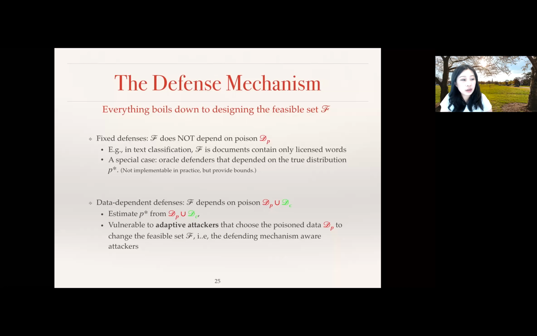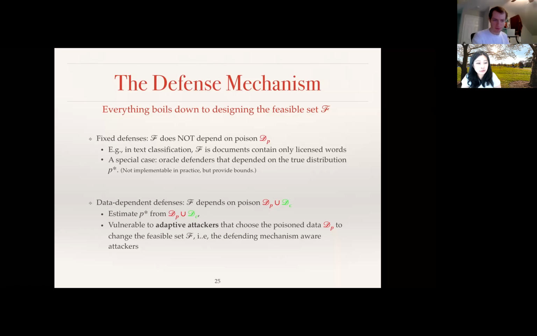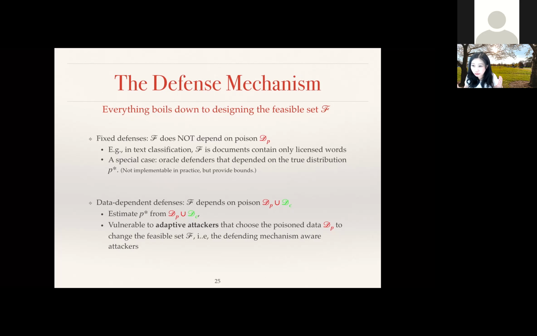Okay, so last time we talked about certified poisoning defense. Specifically, we're talking about fixed defenses where the visible set does not depend on the poison. There are some examples. For instance, you can design the visible set to contain only licensed words, or other scenarios that are basically trying to design a rule that is not dependent on data.